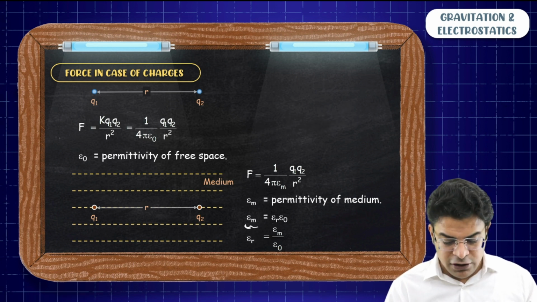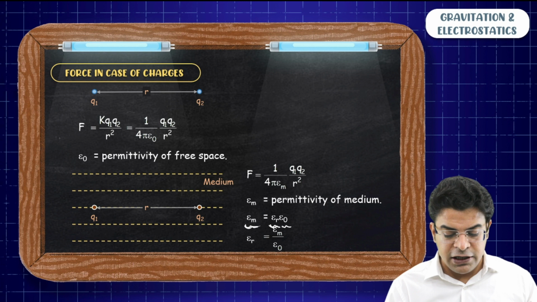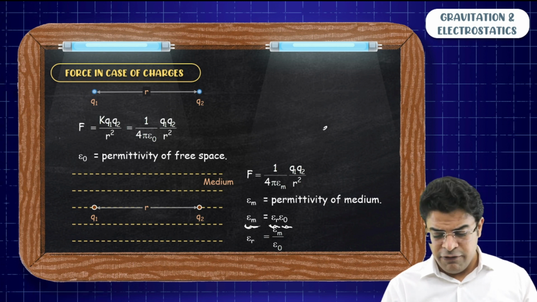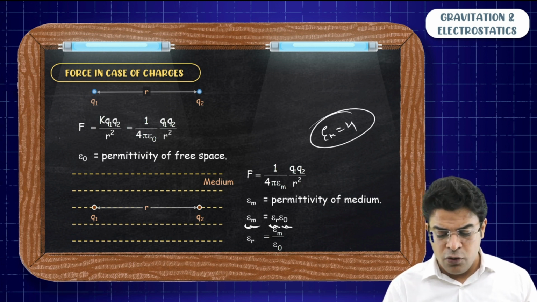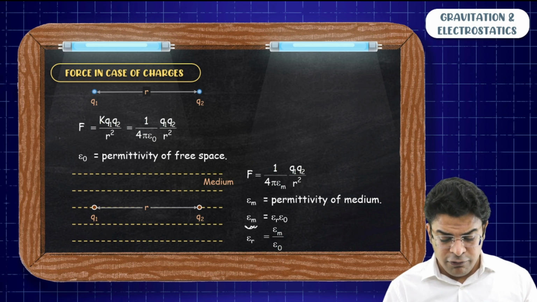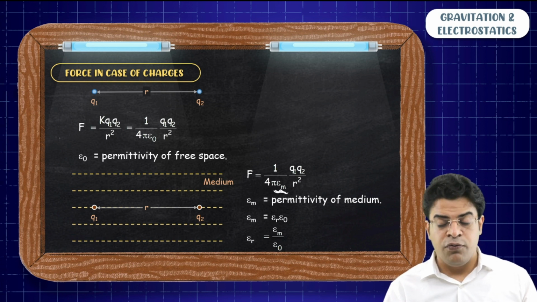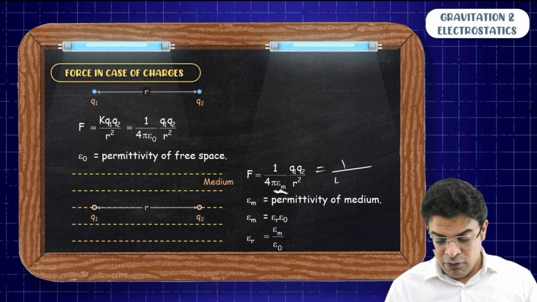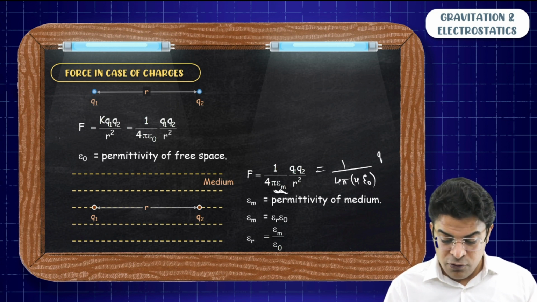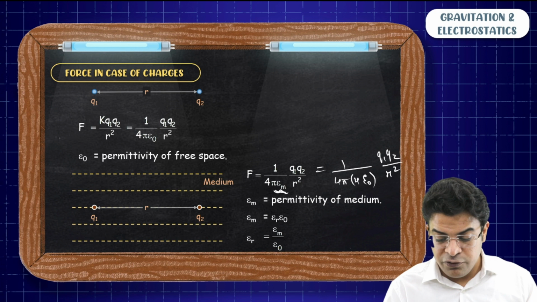The permittivity of medium equals relative permittivity times permittivity of free space. If I am saying that the relative permittivity is 4, it means that the permittivity of medium is 4 times the permittivity of free space. If the permittivity of medium is 4 times the permittivity of free space, it means that the force inside this medium will be 1/4 the force for the same separation in free space.